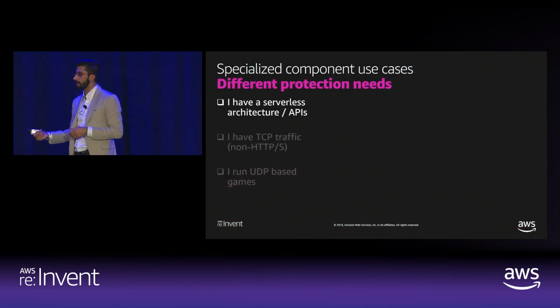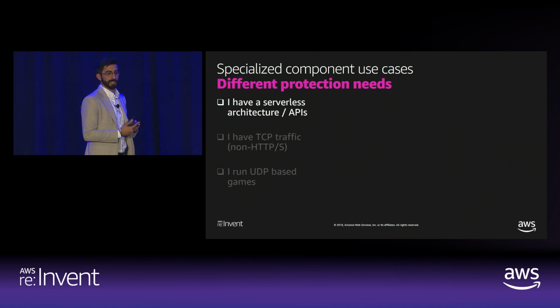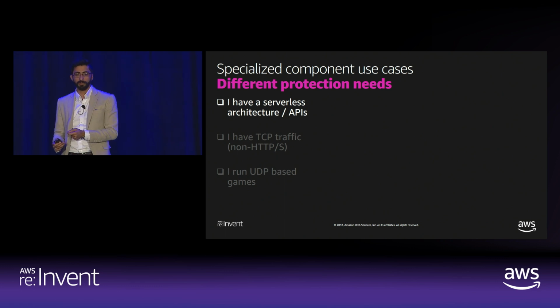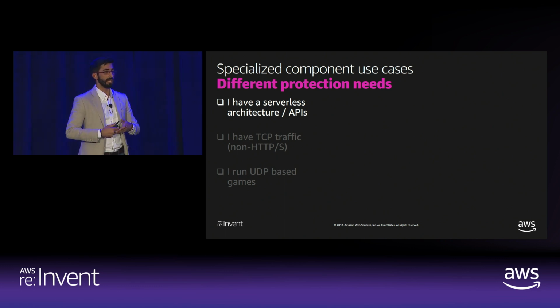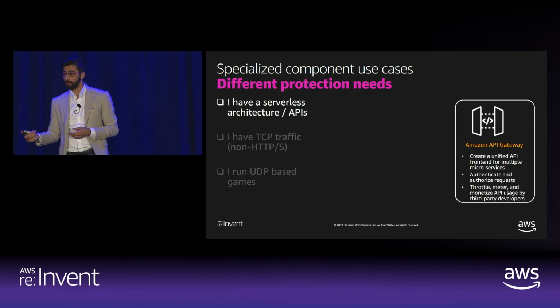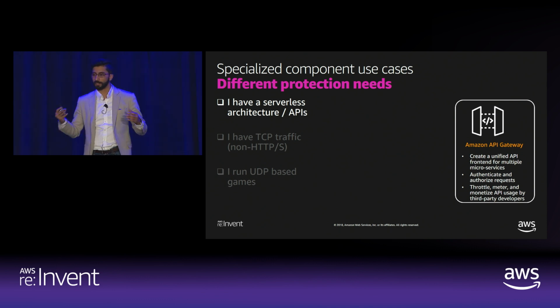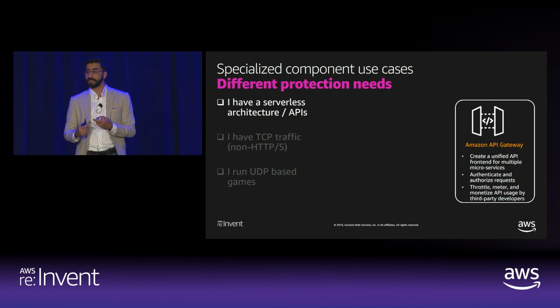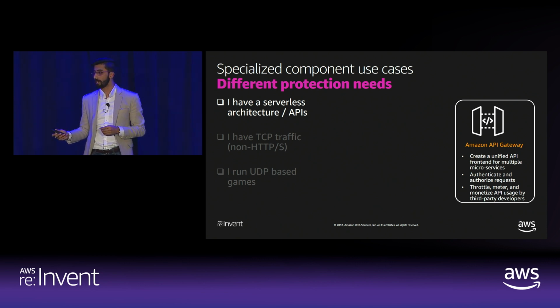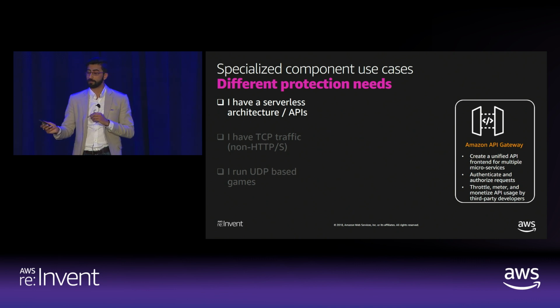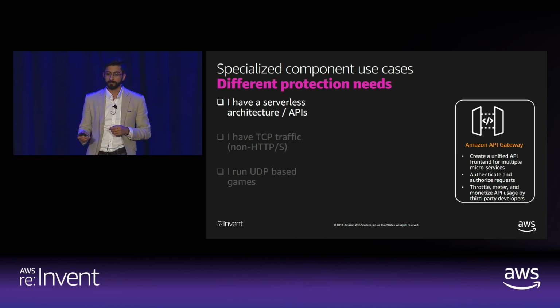So the first case that we want to talk about is what if you have a serverless architecture or APIs that you would like to protect. In that case, your secure content delivery layer, we encourage should be an Amazon API Gateway, because it helps you create a unified API front end, but it also helps you with things like authentication, authorizing requests, and throttling, metering, and monetizing API requests usage by third-party developers.